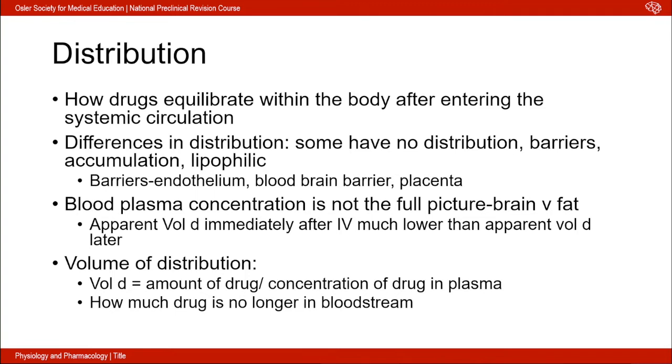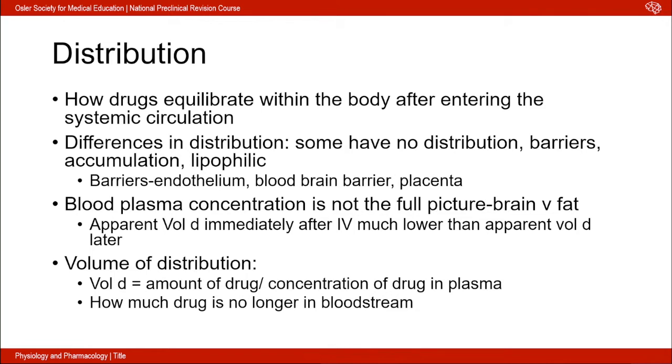And this is something you need to consider in the models that you look into. But I don't think we need to go into that level of detail now, but it's just good to have an awareness of it. So the volume of distribution, which is mentioned, is the amount of a drug over the concentration of said drug in plasma. And it's essentially how much of the drug is sort of no longer in the bloodstream. And it's quite high for lipid-soluble drugs and quite low for water-soluble drugs.